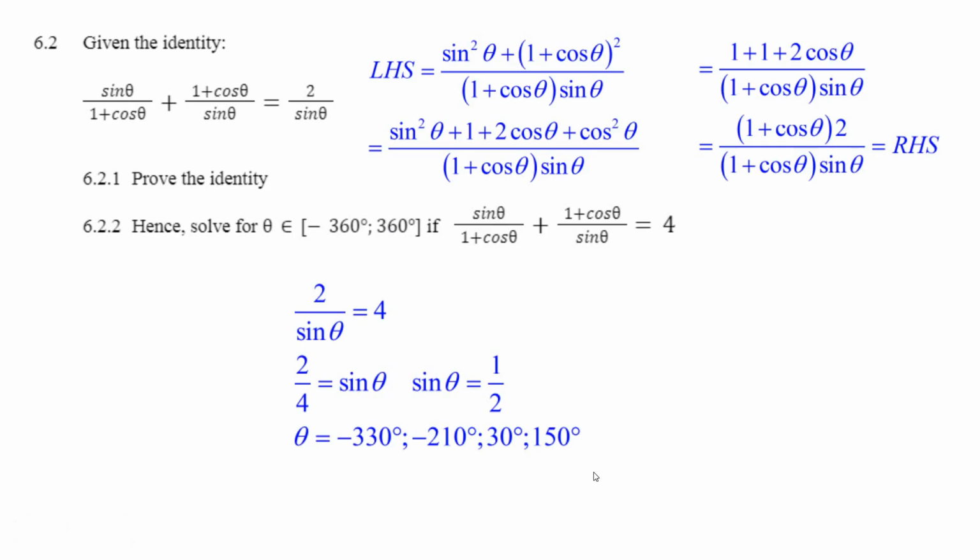And there's your 4 solutions to this equation. What angles? The sine of what angles would equal 1/2, and that's it. And there you go.